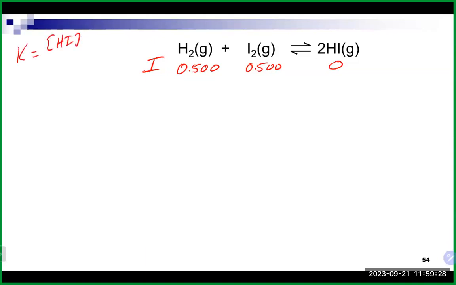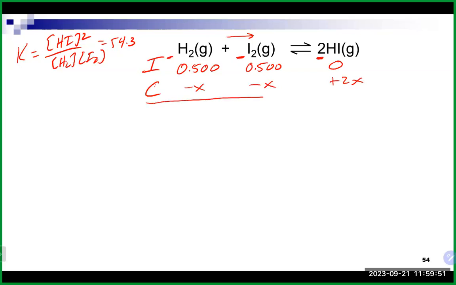We then could go to the change part. Let's rewrite this real quick. Change part here, we could again assume that it is heading in this direction because we have no products to begin with. So there's going to be minus x, and a plus 2x. Once again, taking into account those coefficients there as well. That means when we get to equilibrium, 0.5 minus x, 0.5 minus x, and 2x in this case. Any questions on the ICE table or anything like that?